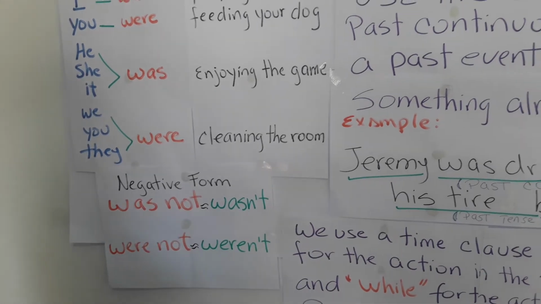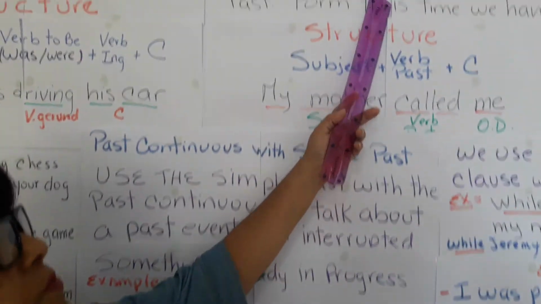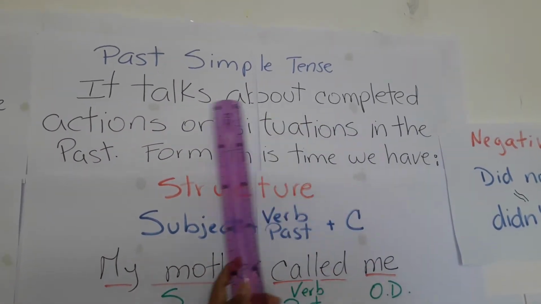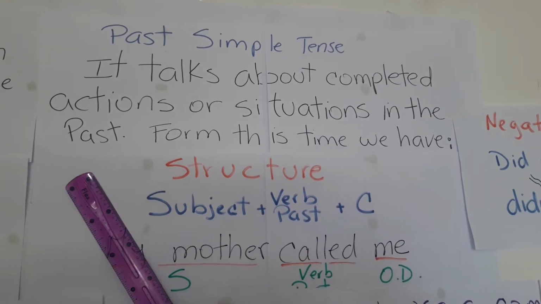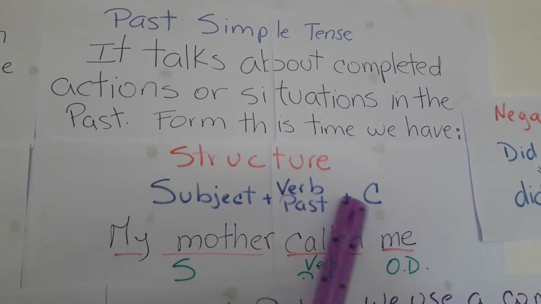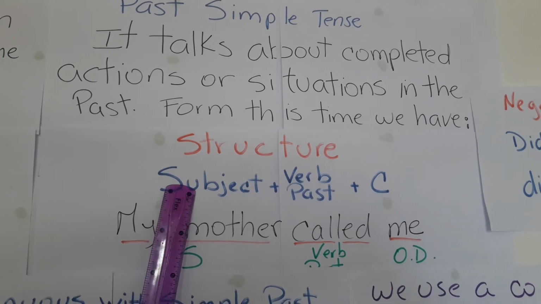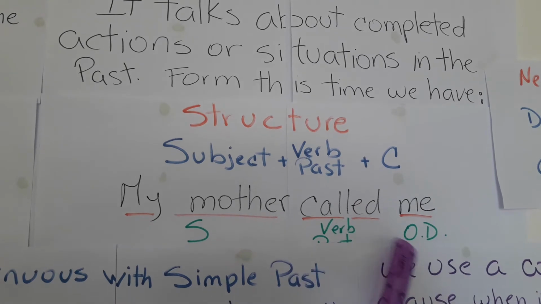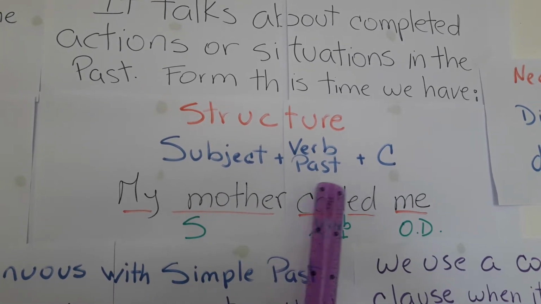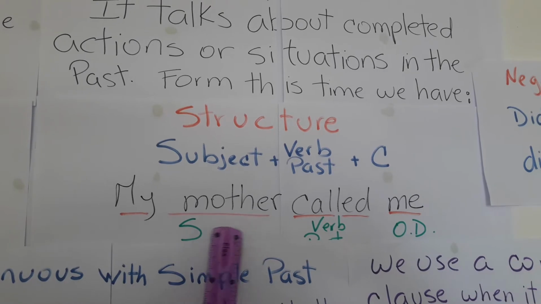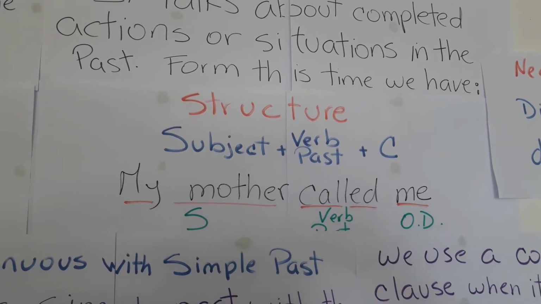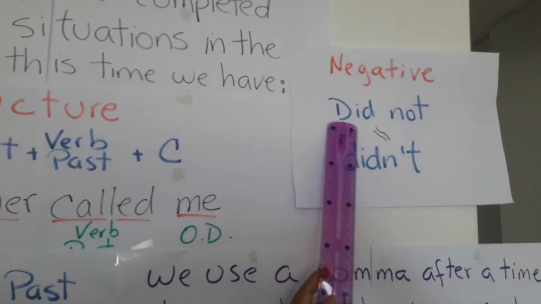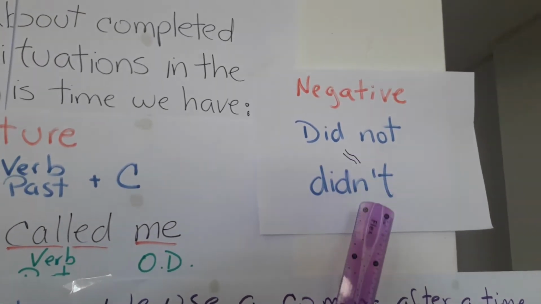Okay, now let's go to the past simple tense. It talks about completed actions or situations in the past. For this tense, we have the structure: the subject, the verb in past, and the complement. I put an example: My mother called me. The subject, the verb in past, and the direct object me. To form the negative, you can write or say did not, didn't.